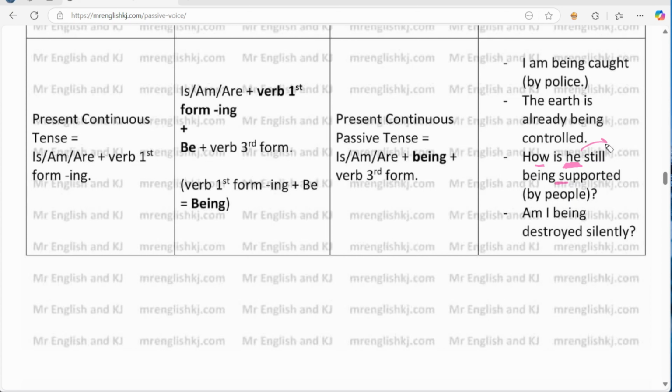We know it. The actual form is him. We can move it to the end. Suppose this is not mentioned. We don't know the subject, but we can add someone. How is someone still? Again, we don't need be. We don't need third form. We just add ing to the word support. How is someone supporting him? And that's how we get our active. How is someone supporting him?